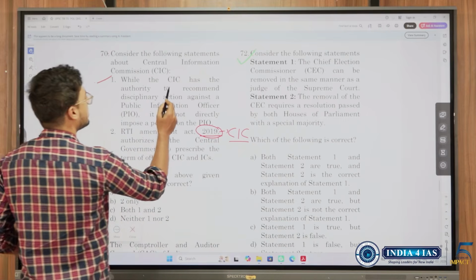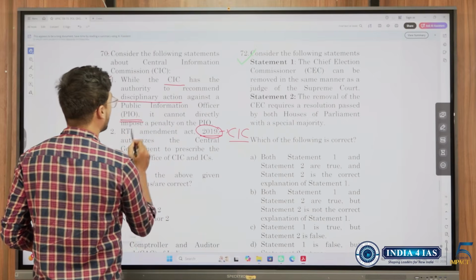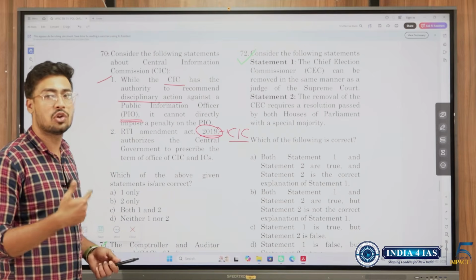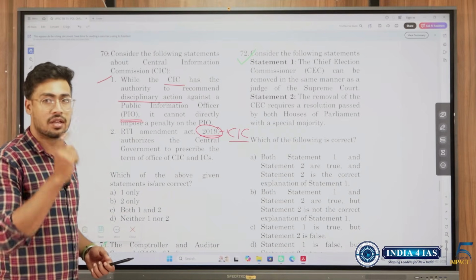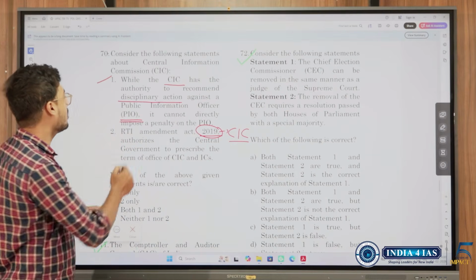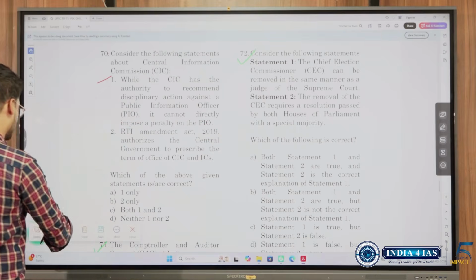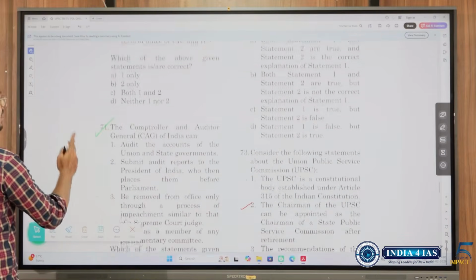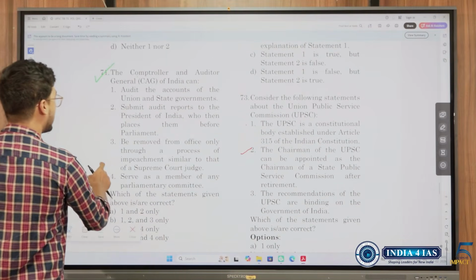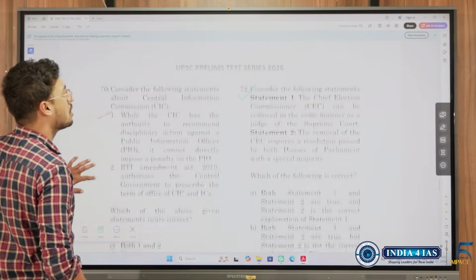And one more thing, the CIC has the authority to take disciplinary action against the PIO. Whenever we want information, we go to the information officers, then we go to the PIO, then we go to the CIC. So the CIC has the power to take disciplinary action against the PIO if they do not do their work well. And these officers are established under the RTI Act. Again, the CAG question is simple, I leave it to you.